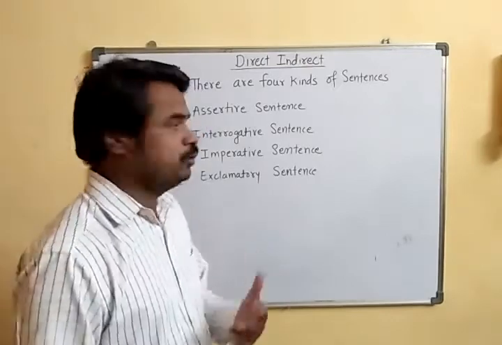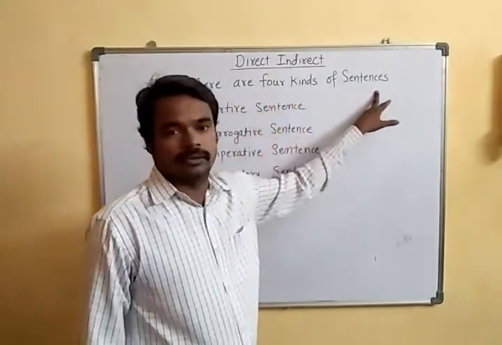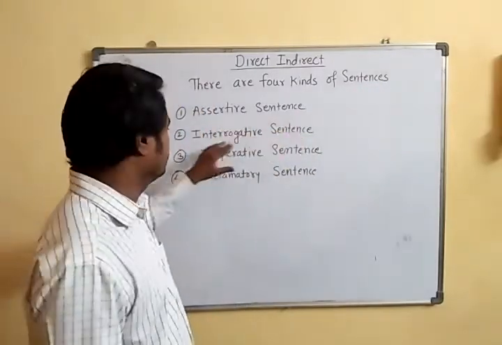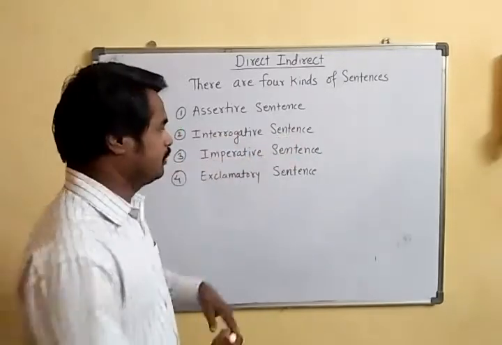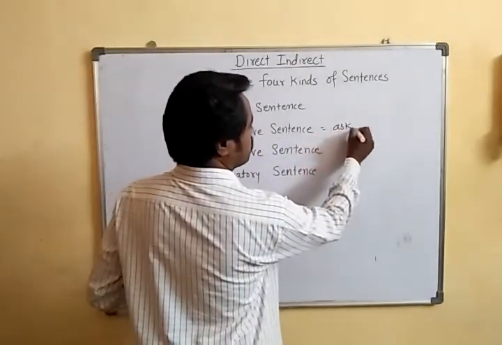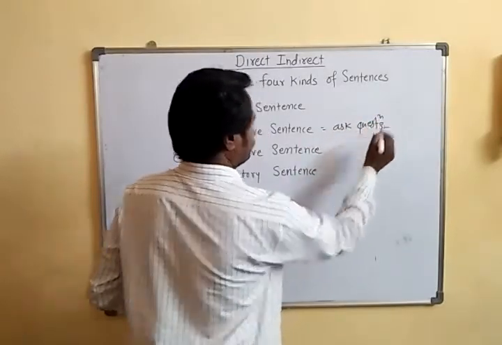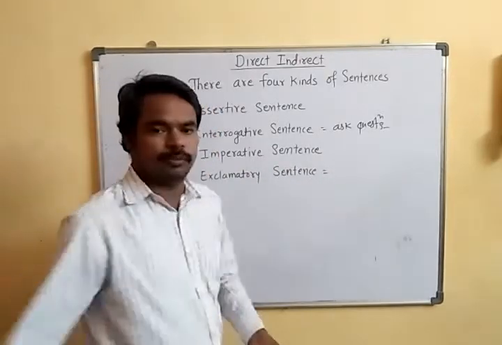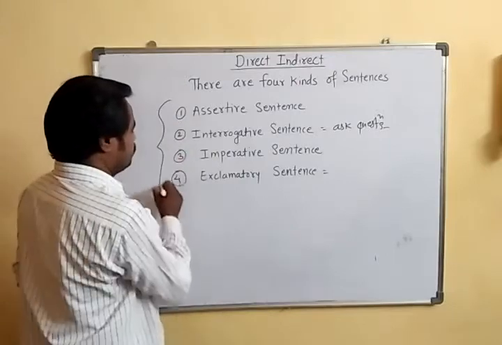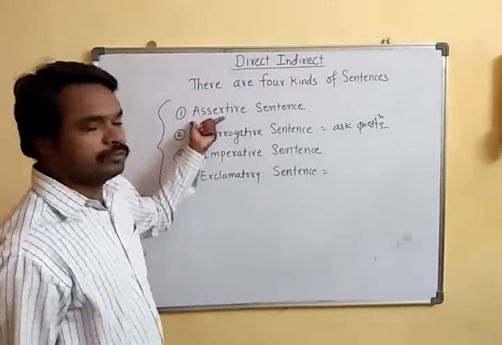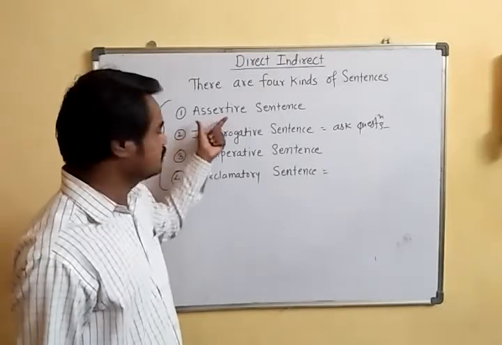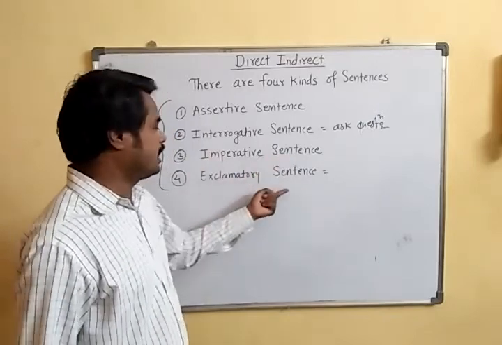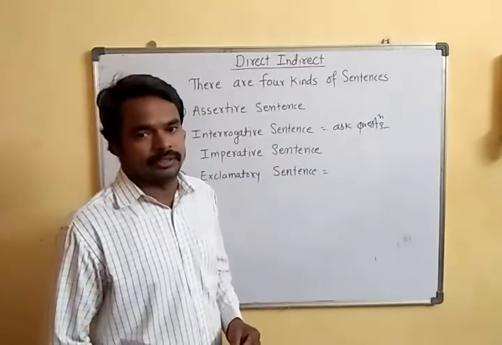Now dear students, as you know, there are four kinds of sentences. The first one is assertive sentence. Second, interrogative sentence, where generally we ask questions. Then imperative sentence and exclamatory, a sudden expression of emotion. You take down these four, and after that, step by step, first we will go for direct indirect of assertive sentences. After that, we will go for interrogative sentences. Then we will go for imperative sentences, and the last one we will deal with is exclamatory sentences.